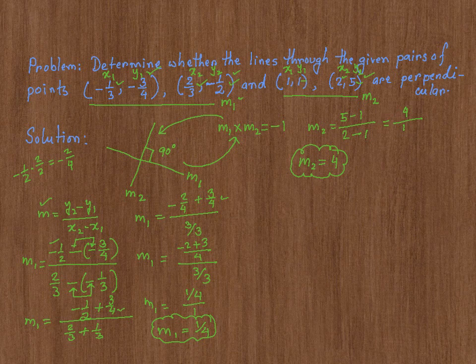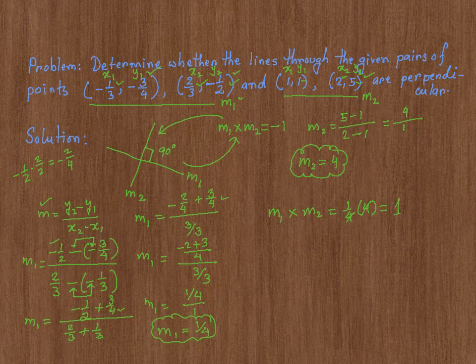Now let's determine whether the lines are perpendicular. Now let's go ahead and check this out. M1 times M2 is equal to, M1 is 1/4 times M2 is 4, which is going to be just 1, because 4 and 4 are going to cancel.